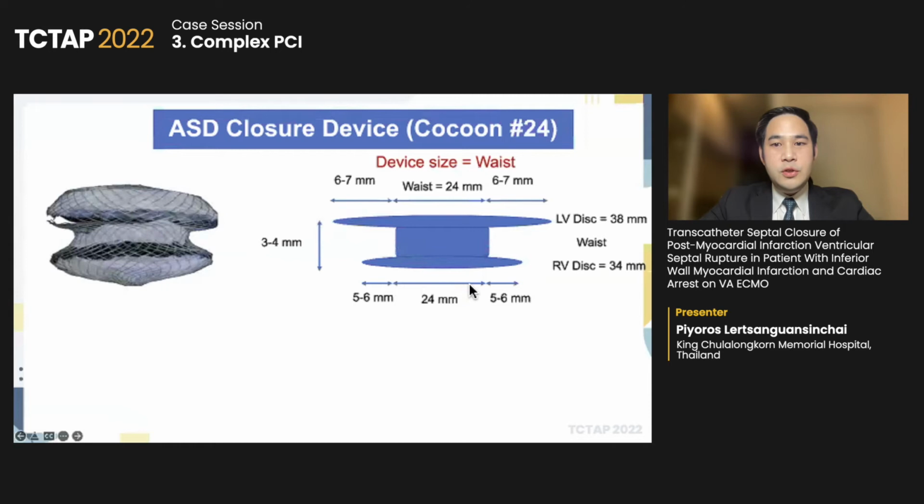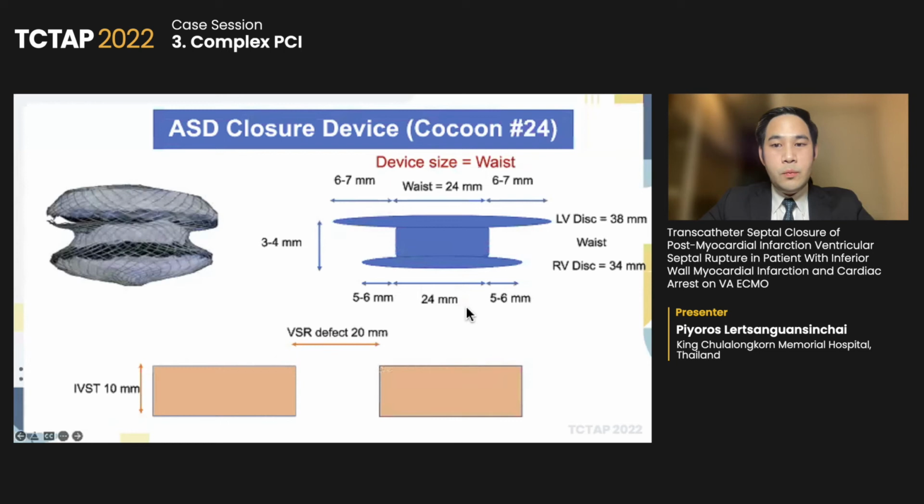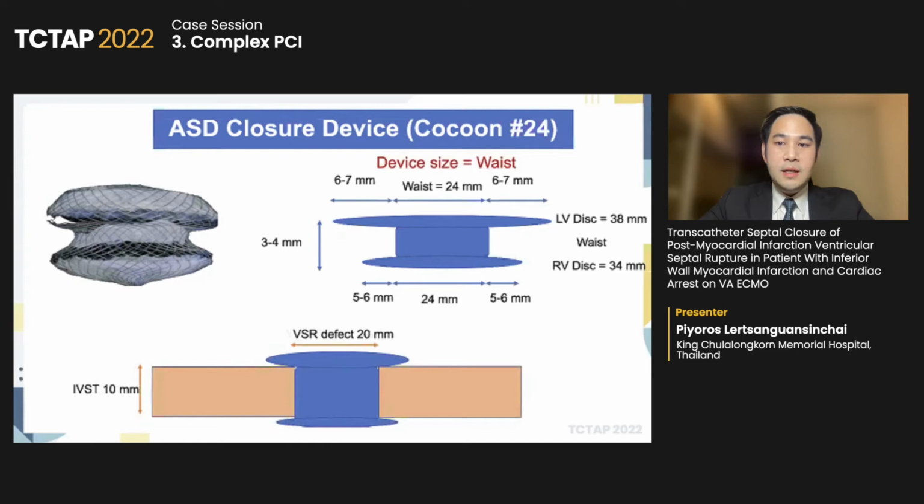In this case, we chose an ASD closure device, size 24 millimeters, to close the defect because the waist was wide enough to seal the defect. And when the device elongated, the waist decreased to about 20 millimeters in diameter and it could seal the defect perfectly. Also, the LV disc and RV disc were wide enough to seal the defect.